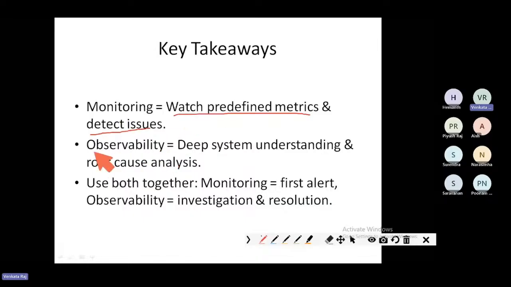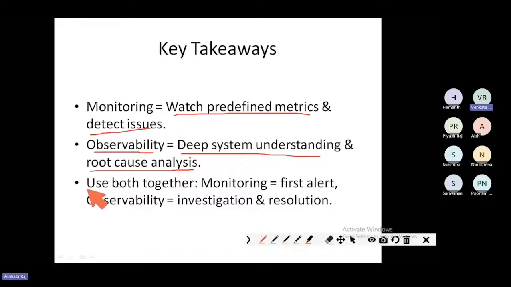But in observability, you have a deep understanding of the system and root cause analysis. This is very, very important. Many monitoring tools are now coming up with root cause analysis being done by AI engines, guys. So by observability, you will be able to understand the system deeper as well as do the root cause analysis of the problems effectively.